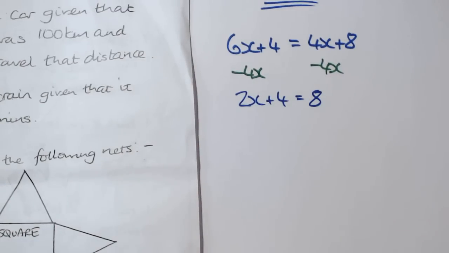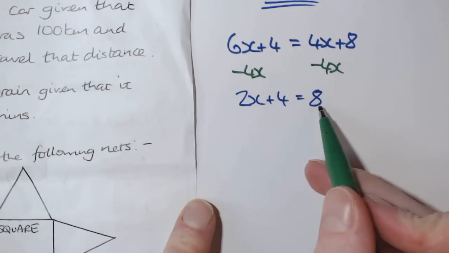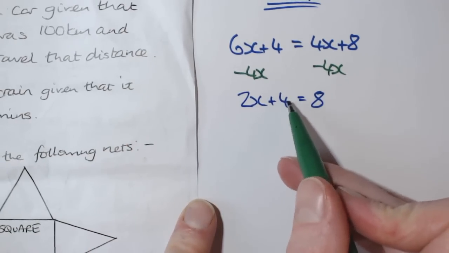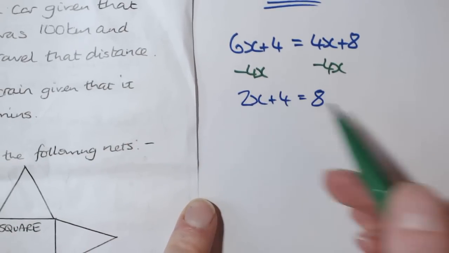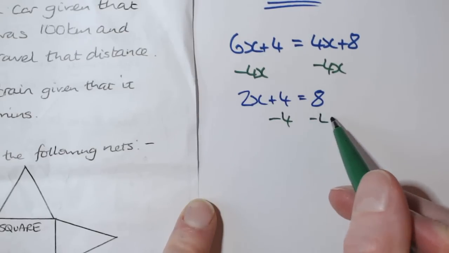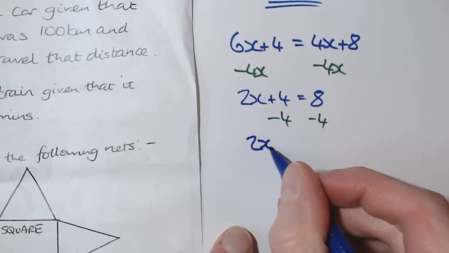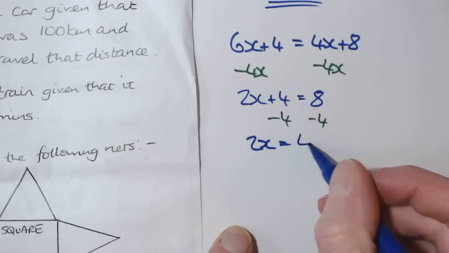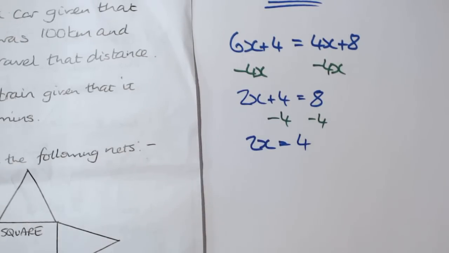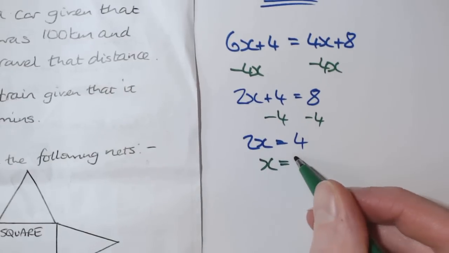We then have to think, well, we just want the letters on one side, so look at the side that's got the fewest numbers, sorry. So we'll get rid of the 4 here, to leave just 2x, so we have to get rid of the 4 there as well. So that's 2x equals, yes, that's 4. And 2 times what equals 4, so x equals 2.